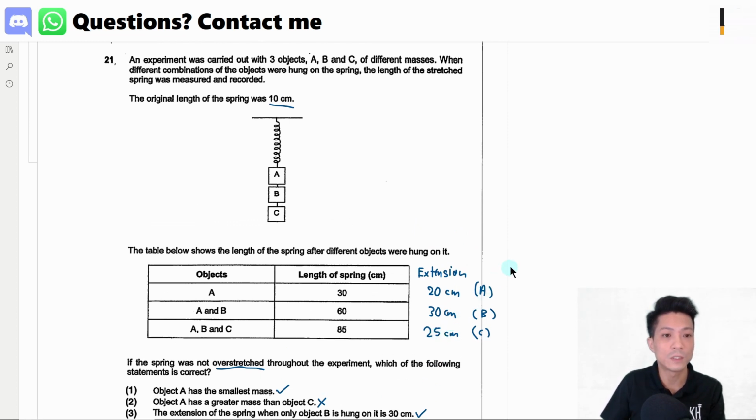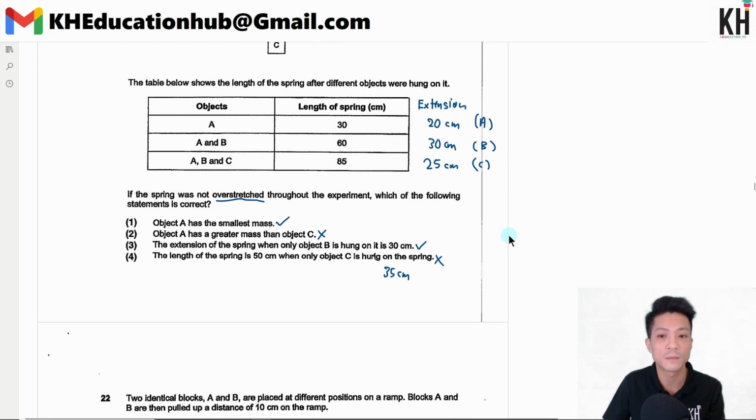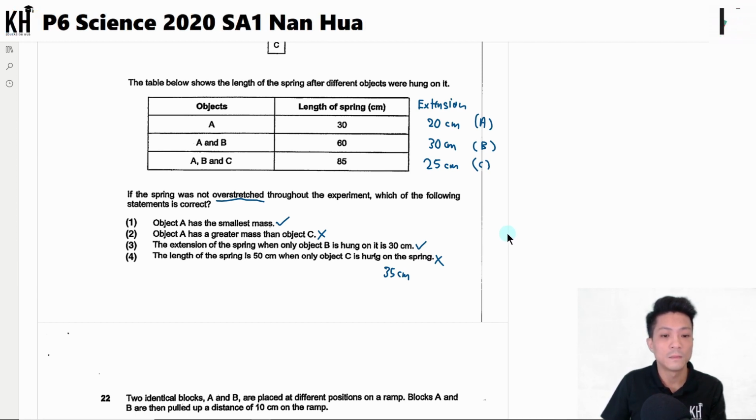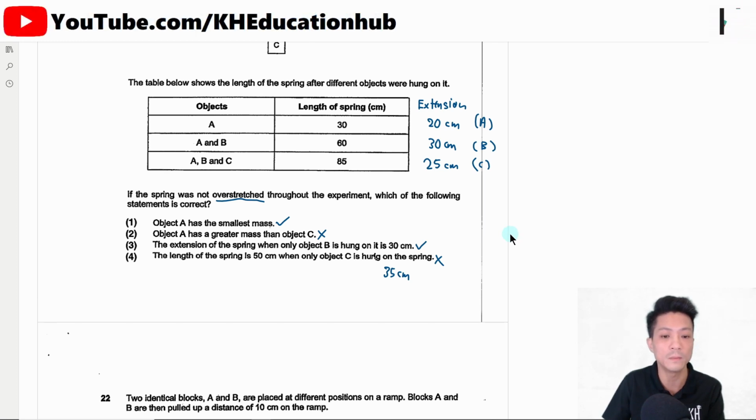Let me check through the question again. The experiment was carried out with 3 objects A, B, C. When different combinations were hung, the length of the stretched spring was measured and recorded. The original length of the spring is 10 cm. Object A has the smallest mass. Yep. Object A has a greater mass than C. Nope. The extension of the spring when only object B is hung on it was 30 cm.